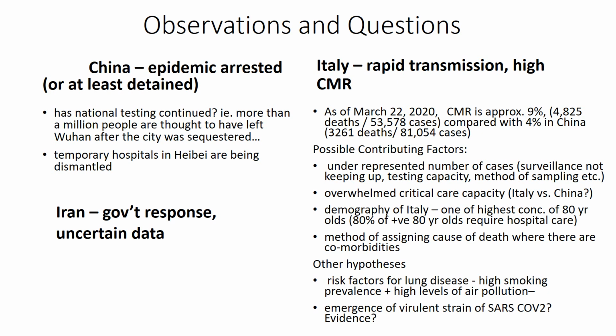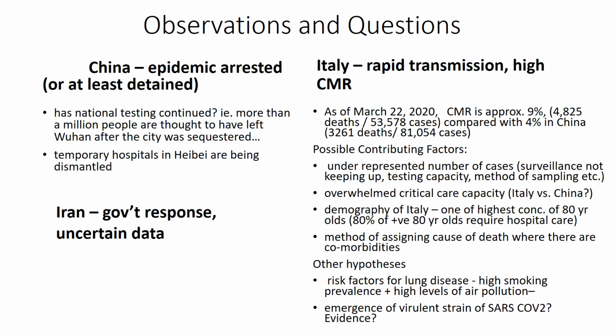The third point is the demography of Italy. It has one of the highest concentrations of elderly people over 80 years old. I think globally it's the highest, along with Japan. Something like 80% of those who are over 80 require hospital care if they're infected. So that figure is easy to remember. It seems to be the ongoing case in Italy and also in Spain.